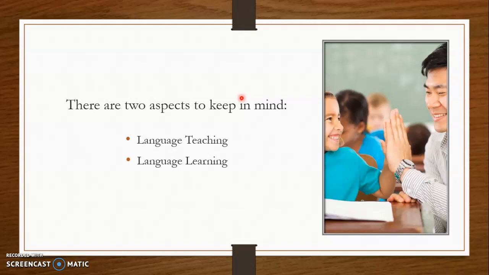Now, second point, language learning. It is a conscious process, and it can be explicit. Explicit means that students are aware of what and when they are learning. It can be implicit, that is the opposite. It can also have declarative knowledge, that is the knowledge about the language system, and procedural knowledge, that is how language is used.